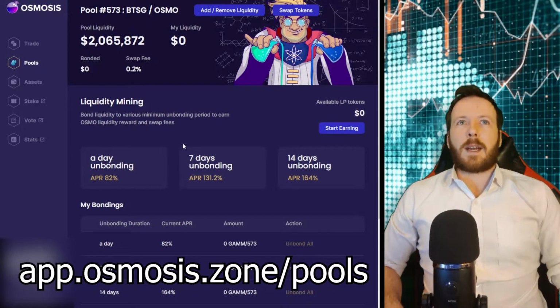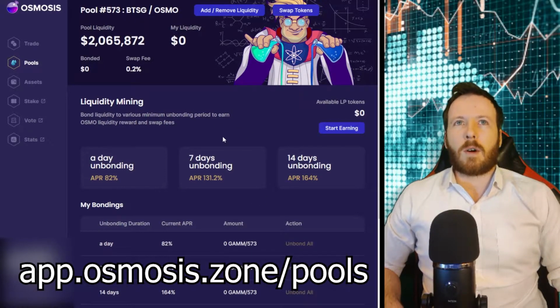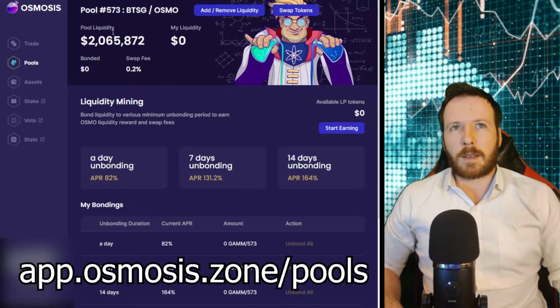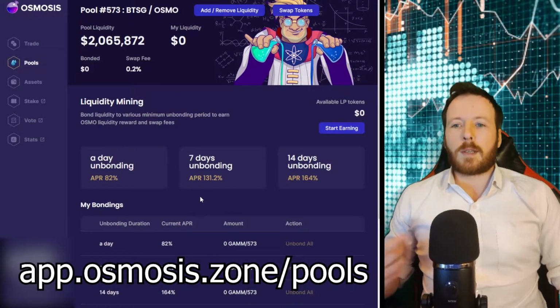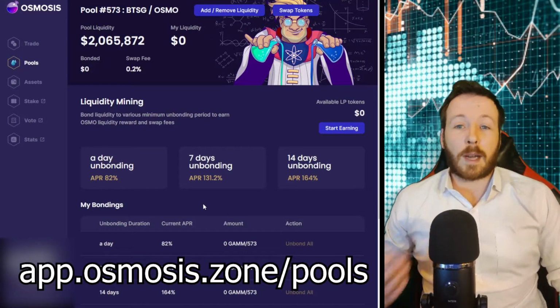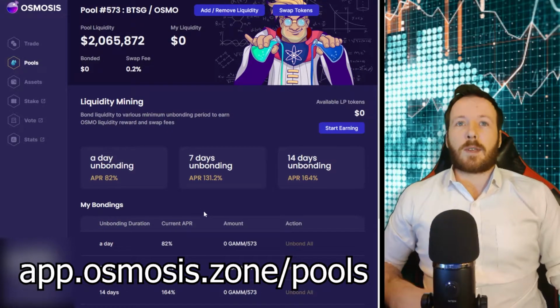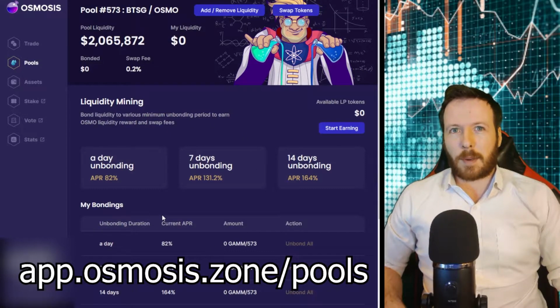So if I came and I wanted to buy BTSG or Osmo, and I'm using Osmo to buy BTSG, or I'm using BTSG to buy Osmo, if you've put money into this liquidity pool, you are helping me do that transaction. And there is a transaction fee when I buy that, and you will get a percentage of that transaction fee. So basically you're just helping the platform with transfers of money between these two mediums.